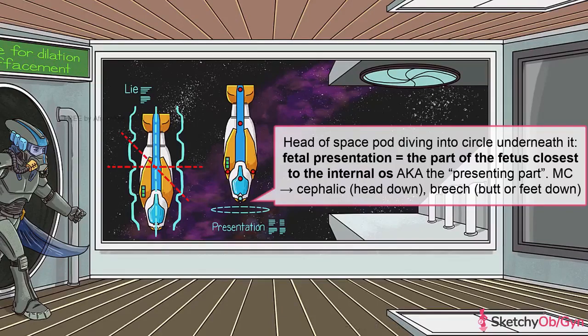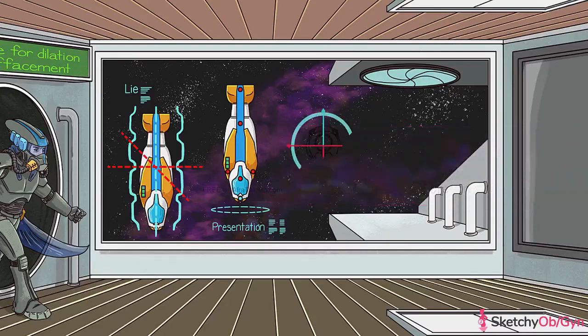Cephalic presentation can be further subdivided into which part exactly is presenting. If the crown of the head is presenting, this is called vertex presentation. Much rarer are brow, face, and chin presentations. We'll remind you of fetal presentation with the space pod whose head is diving into the circle underneath it. For this space pod, its head is the presenting part.